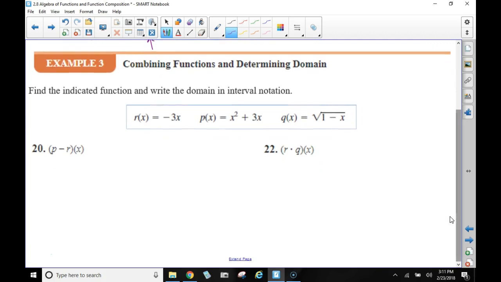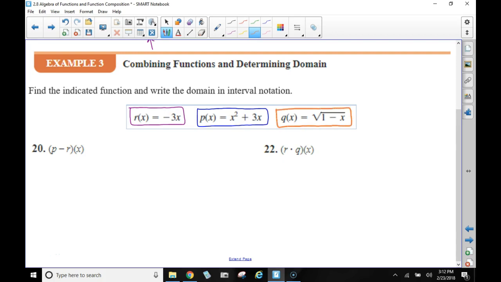So on example 3, let me color code these again. R of x is going to be equal to -3x. That function has no domain issues by itself. P of x equals x squared plus 3x. That function has no domain issues by itself. All right. Q of x, with that square root, we're going to need to make sure that the stuff underneath the square root stays positive or 0.